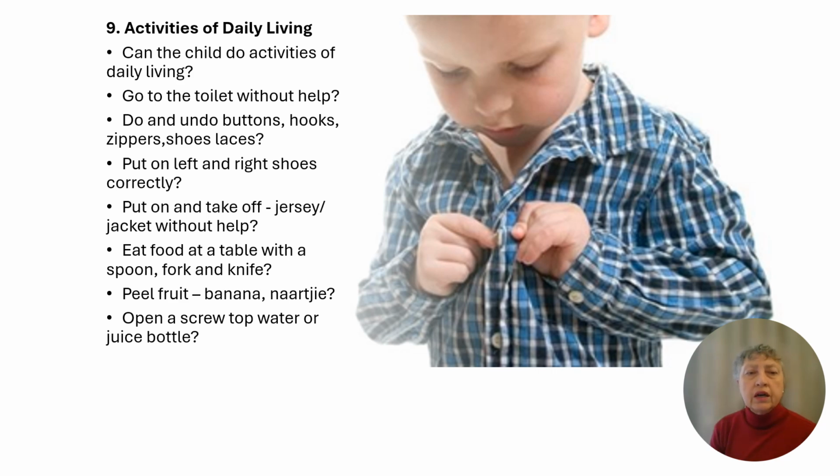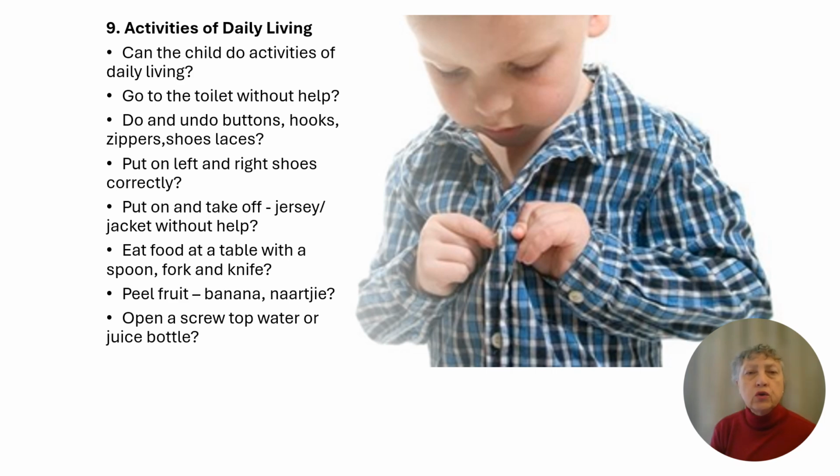In part 9, observe and record the child's activities required for ease of daily living. Can the child use the toilet without help? Can they do and undo clothes fasteners like buttons, hooks and eyes, zippers, shoelaces? Can the child put the right shoe on the right foot and the left shoe on the left foot without getting confused? Can they put on and take off their jersey or jacket without help?